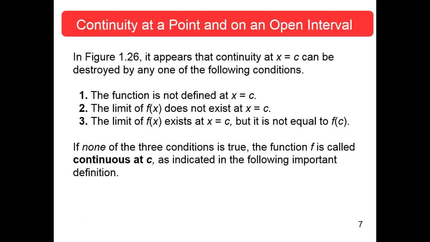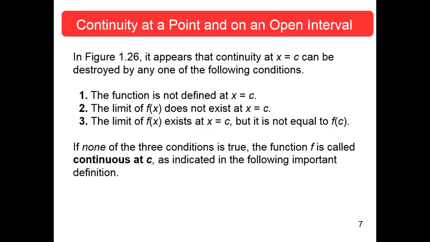Now, in that figure, it appears that continuity at x equals c can be destroyed by any one of the following conditions. The function is not defined at c, so continuity can't be defined. If there's no value there, it can't be. The limit of f of x doesn't exist at c. It sure can't be continuous there if there's no limit there. And the limit exists at x equals c, but it's not equal to f of c.